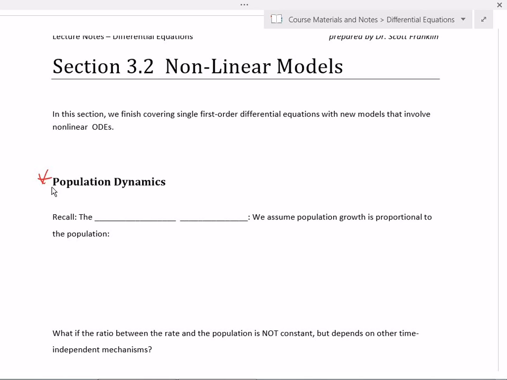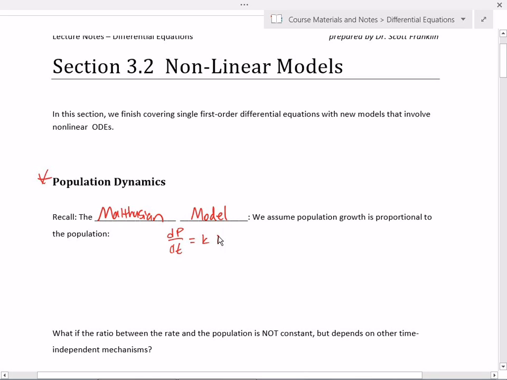Let's talk more about the applications. In this particular section, the nonlinear models I want to talk about, I want to take our population modeling to the next level. We started with the simplest of all possible models. Remember what we called the Malthusian model, named after the mathematician, whose name is Malthus. He assumed that population growth was proportional to population. So you've got dP/dt is equal to kP.